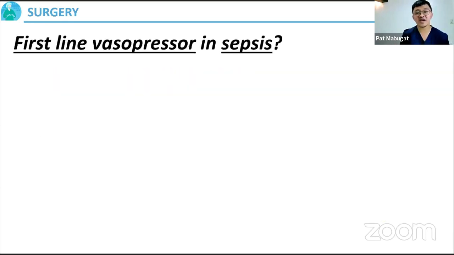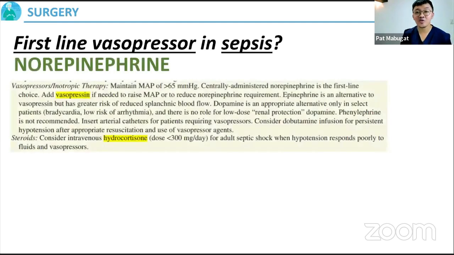Next, what's the first-line vasopressor in sepsis? According to sepsis guidelines, the first-line vasopressor in sepsis is your norepinephrine. Okay, norepinephrine. Other vasopressors that you may use are your epinephrine and your dopamine.